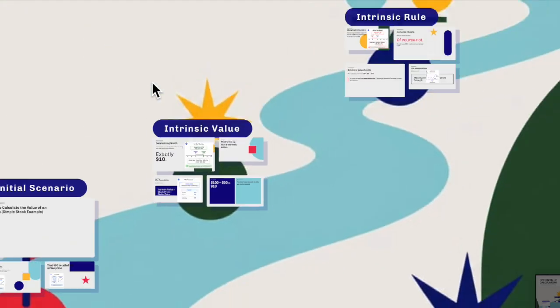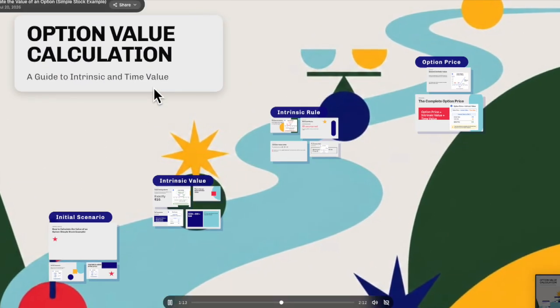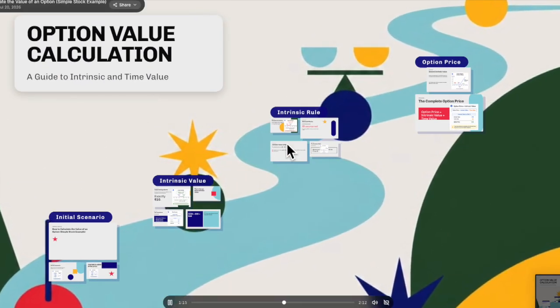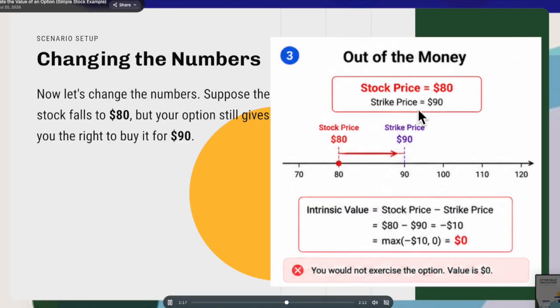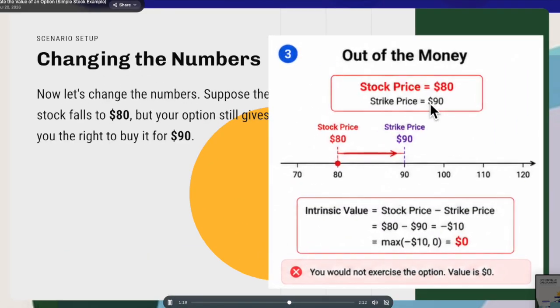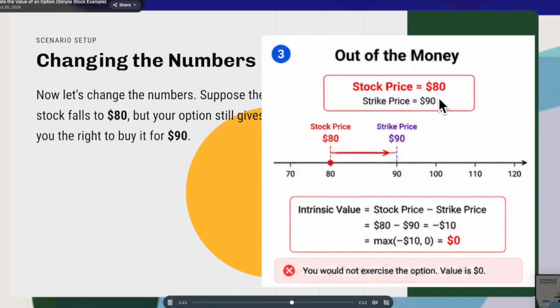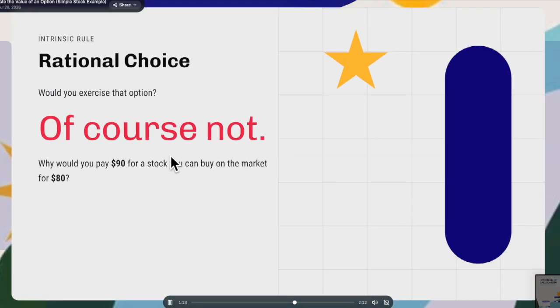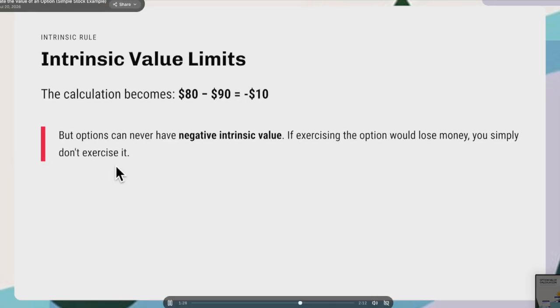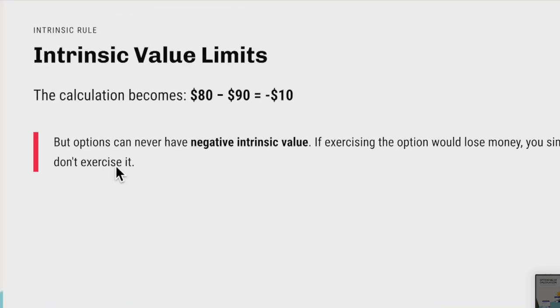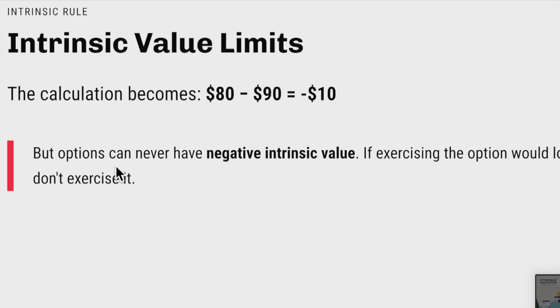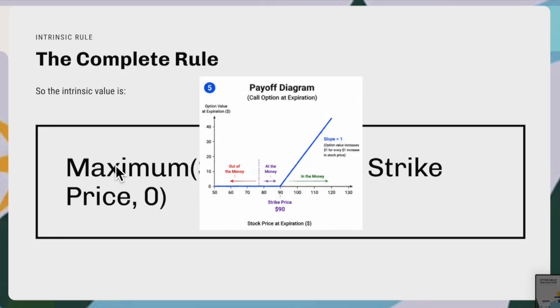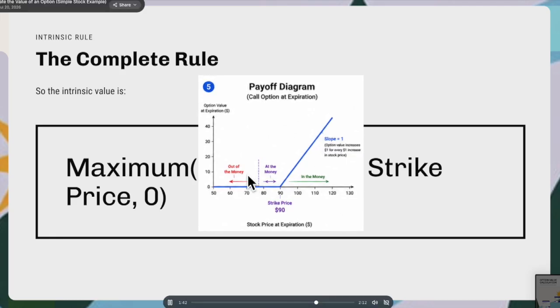We've calculated intrinsic value for a gain, but what happens when the market numbers change? Suppose the stock price falls to $80, while your option strike price remains at $90. A rational investor would not use an option to buy a stock for more than its current market price. Because of this choice, the calculation for an option cannot result in a negative number for the holder. Options are simply not exercised if the intrinsic value would fall below zero. The complete rule defines intrinsic value as the maximum of the price difference, or zero.